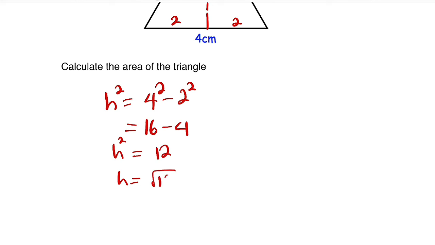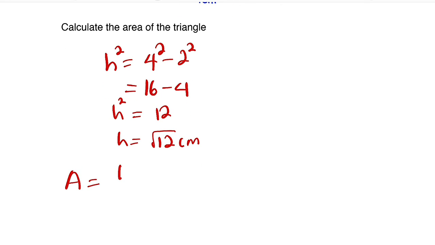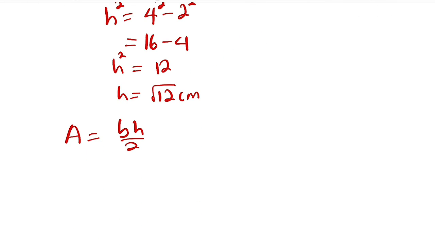So h will be square root of 12 cm. So to find the area, it will be what? Base times height divided by 2. The base is 4, the height is this. So this is 4 multiplied by square root of 12 divided by 2.